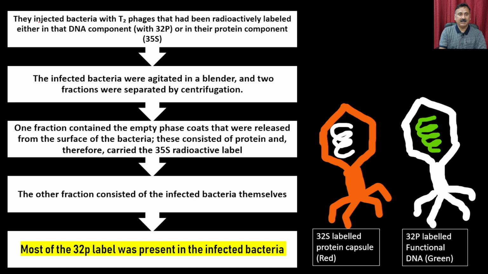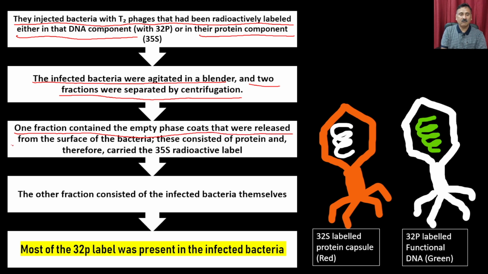So, they infected the bacteria with the T2 phage that had been radio-labeled either in the DNA component or in the protein component. The infected bacteria were agitated in a blender and the two fractions were separated by centrifugation. One fraction contains the empty phage coat that was released from the surface of the bacteria, which consists of protein and therefore carries the 35S radio label. The other fraction consists of the infected bacteria themselves.